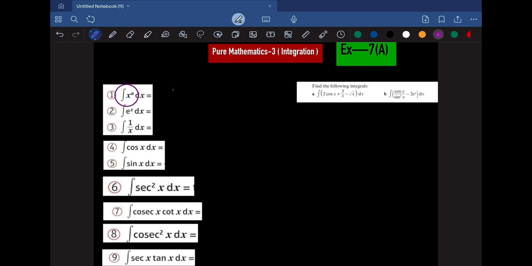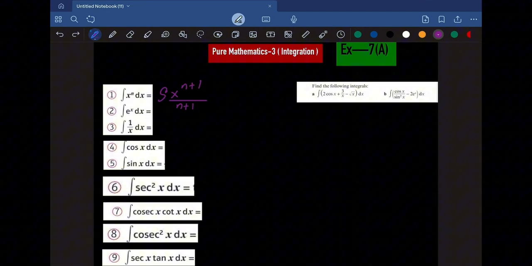While differentiating, we used to subtract the power by 1, right? But here in integration we will add 1 to the power, so we will write it like this: x^(n+1), and we are going to divide it by n+1, plus c. So basically this is how we will write it.